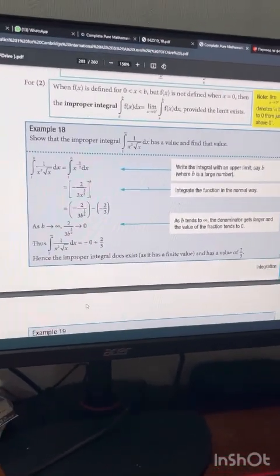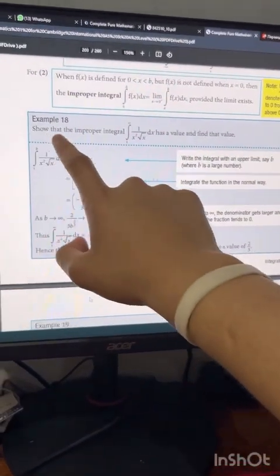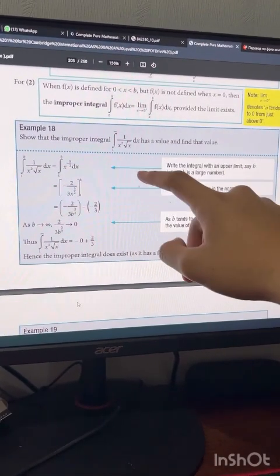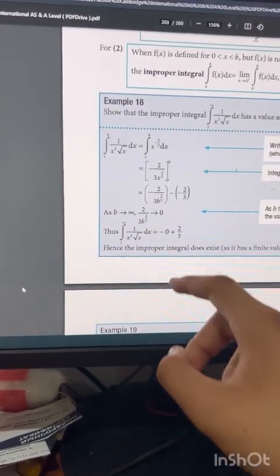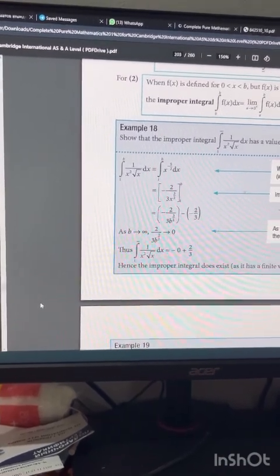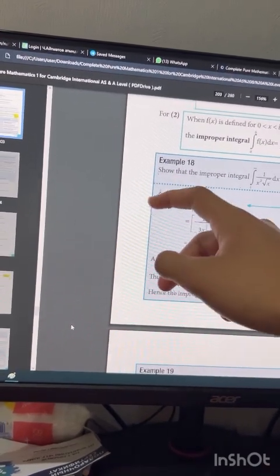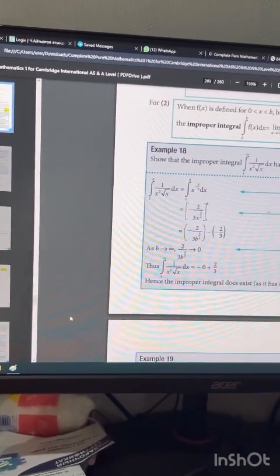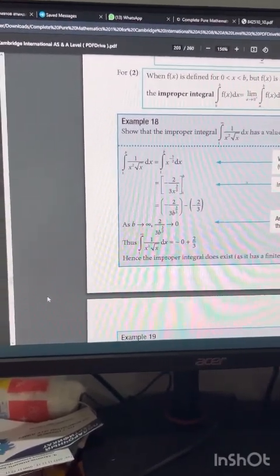And now you can see an example where we must show that this improper integral has a value and find that value. As you can see, in this step we must write the integral with an upper limit. We must put any letter instead of infinity. For example, here I put b.